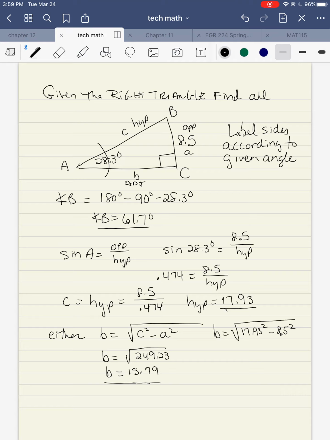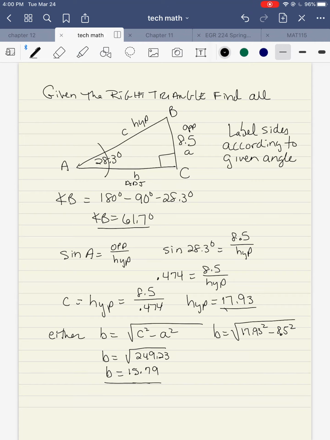The next thing I want to do is use my trig functions to help me find some lengths of sides. I can't use the Pythagorean theorem yet because I need to know two of the three sides in order to solve for the third side. I only have one side given, and that is 8.5, so I need to know another side.